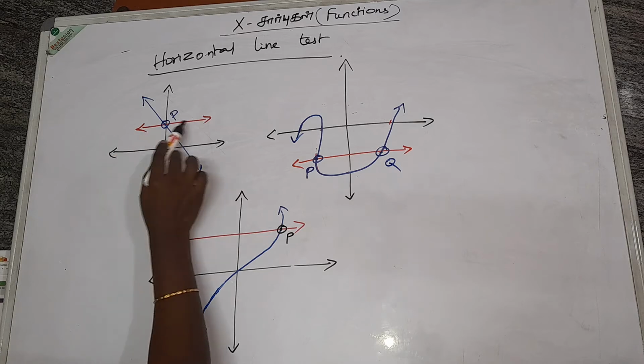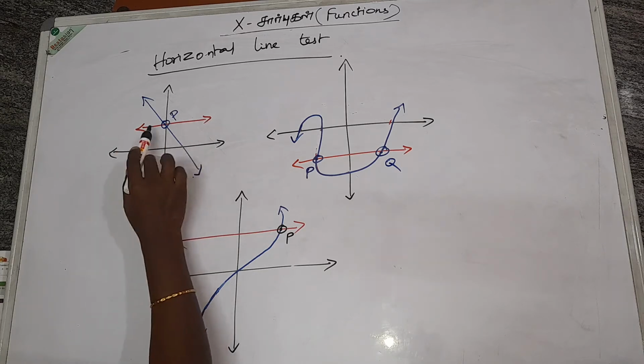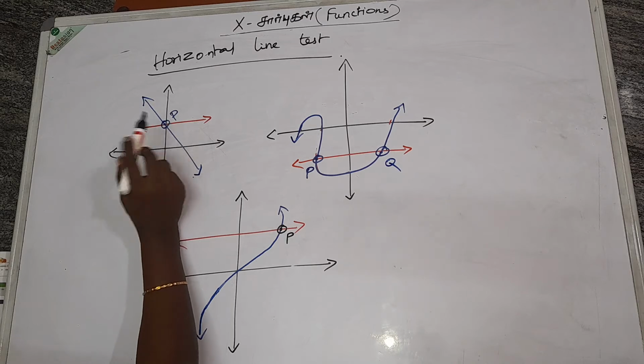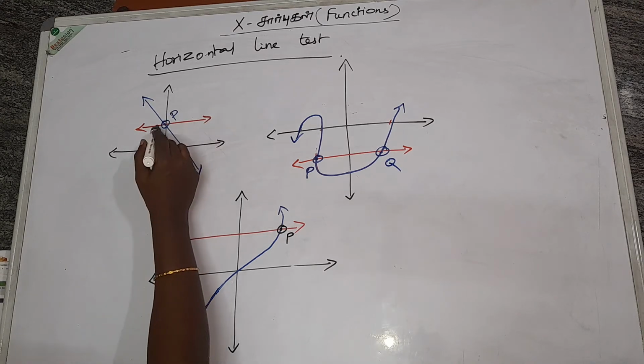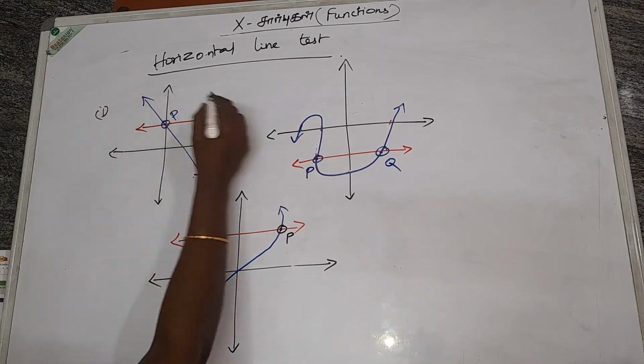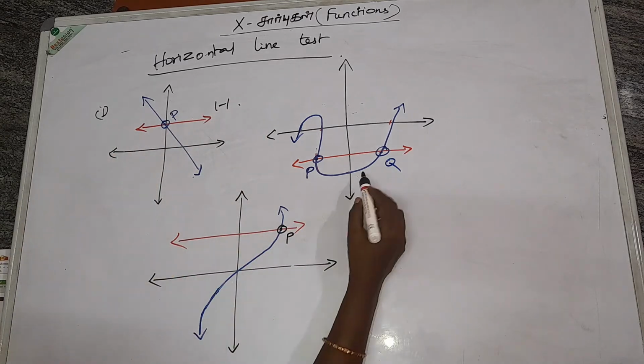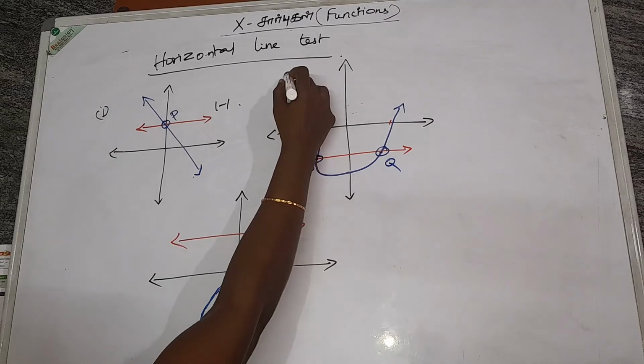After drawing this horizontal line, it should meet the curve at only one point, which means such a function is 1 to 1. If the horizontal line meets the curve in more than one point, then the function is not 1 to 1. That's all. See the first one: it is a 1 to 1 function because it meets at only one point P. And see the second diagram here.